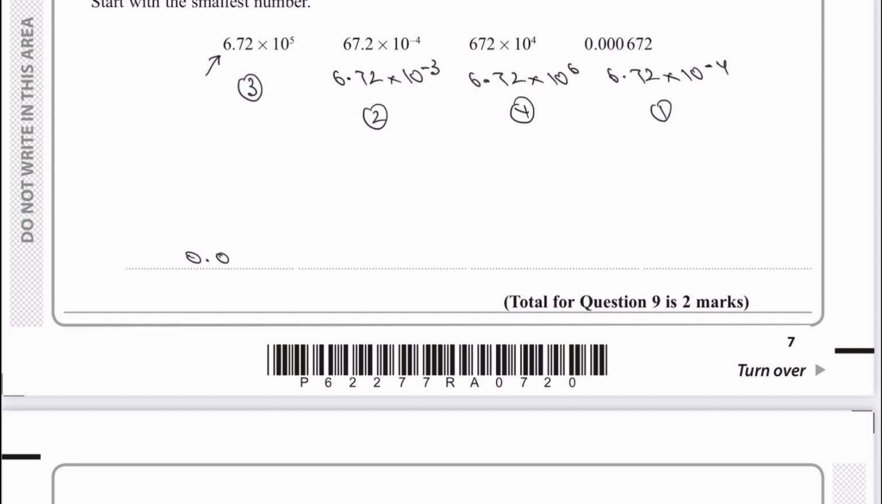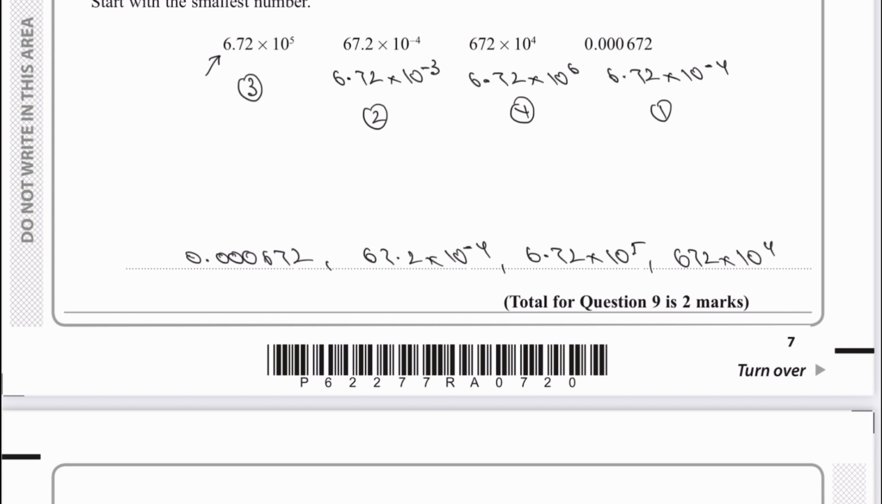So 0.000672 is the smallest number. The next biggest number is 67.2 multiplied by 10 to the power of minus 4. The next one is going to be 6.72 times 10 to the power of 5. And then the final one will be 672 multiplied by 10 to the power of 4. And that would be the answer to question number 9.